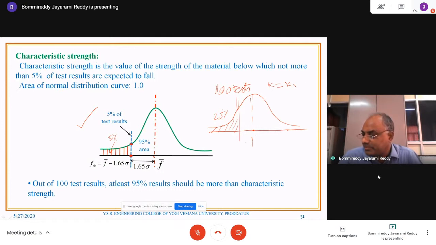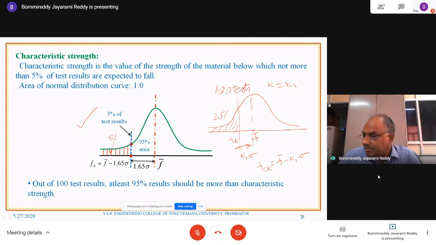K will be equal to that. So what is this value? This value is nothing but k1 multiplied by sigma. And this value is f bar. This is nothing but fck. What is fck? fck will be equal to f bar minus this k1 multiplied by sigma.